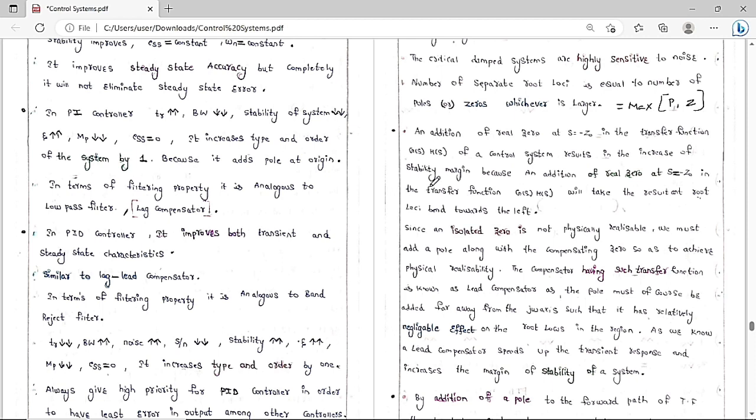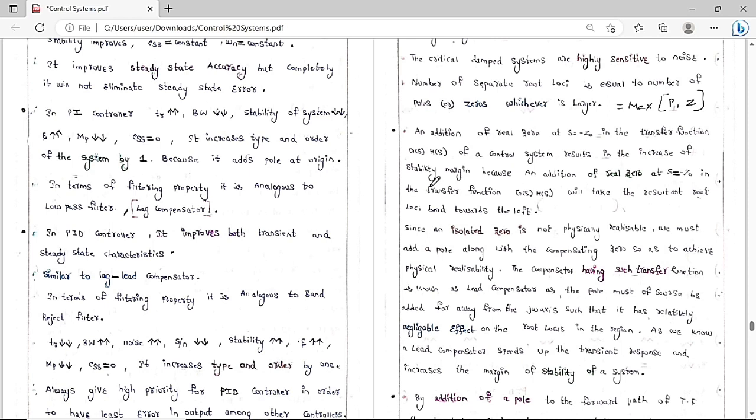Therefore, finally, an addition of a real zero at s equal to minus z naught in the open loop transfer function G of s H of s of a control system results in an increase of the stability margin, because an addition of a real zero at s equal to minus z naught in the transfer function G of s H of s will take the resultant root locus towards the left half of the s plane. Since an isolated zero is not physically realizable, we must add a pole along with the compensating zero to achieve physical realizability. The compensator having such a transfer function is known as a lead compensator, as the pole must of course be added far away from the imaginary axis such that it has a relatively negligible effect on the root locus in the region.